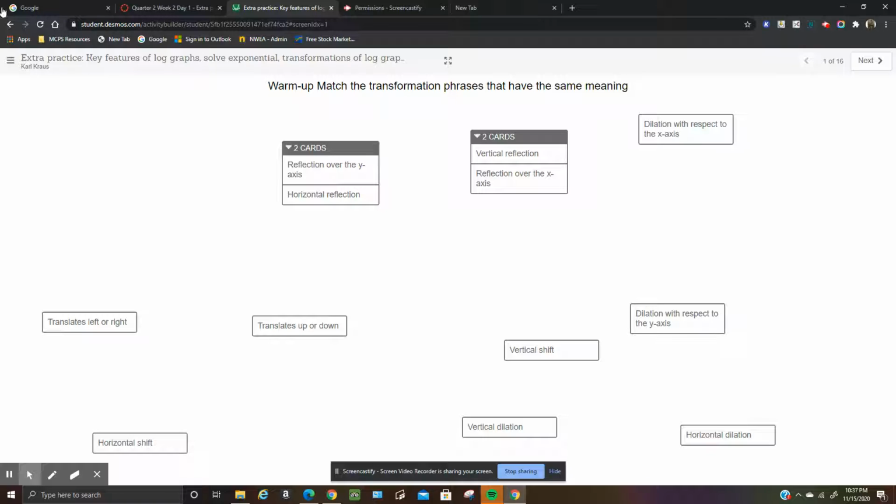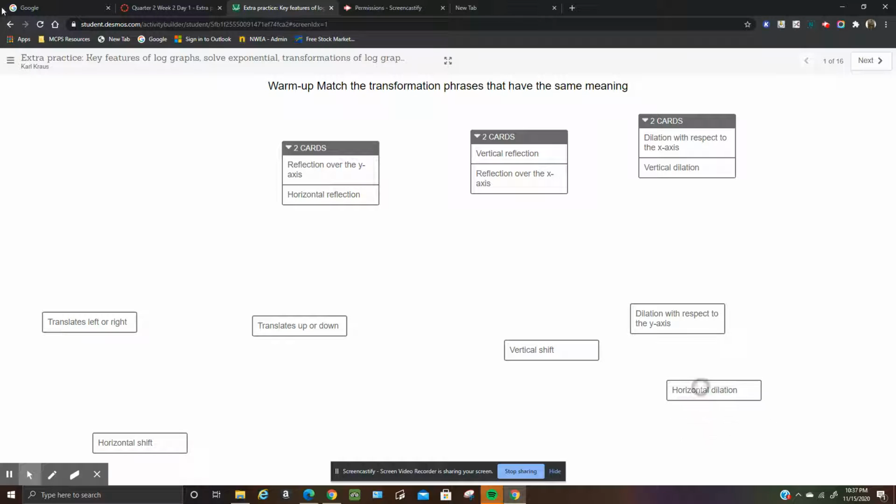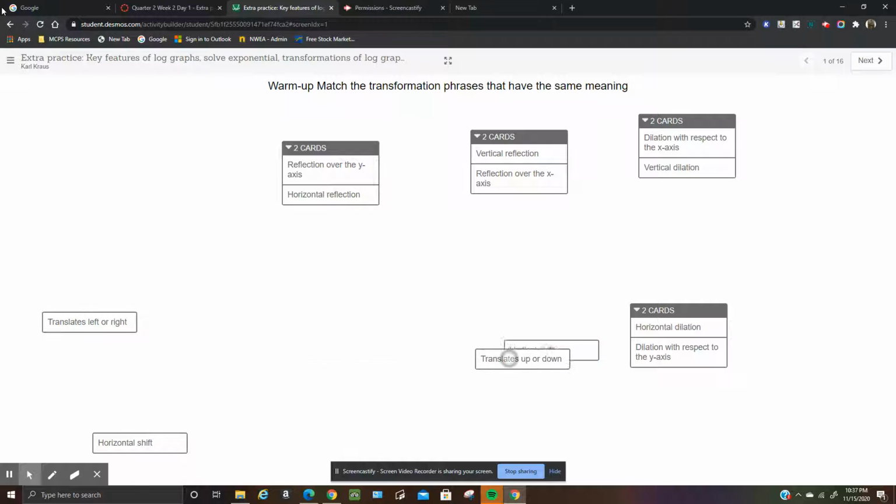Those two together. Dilation with respect to the x-axis is a vertical dilation. A dilation with respect to the y-axis is a horizontal dilation. And then translate up or down is a vertical shift. And then translates left to right is a horizontal shift.